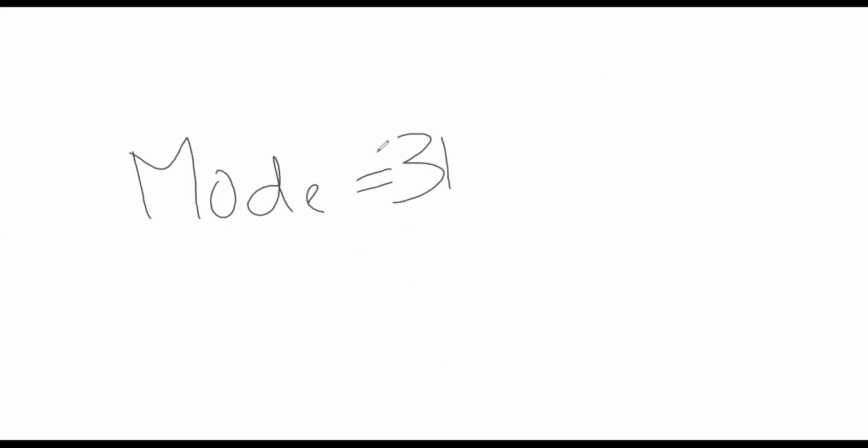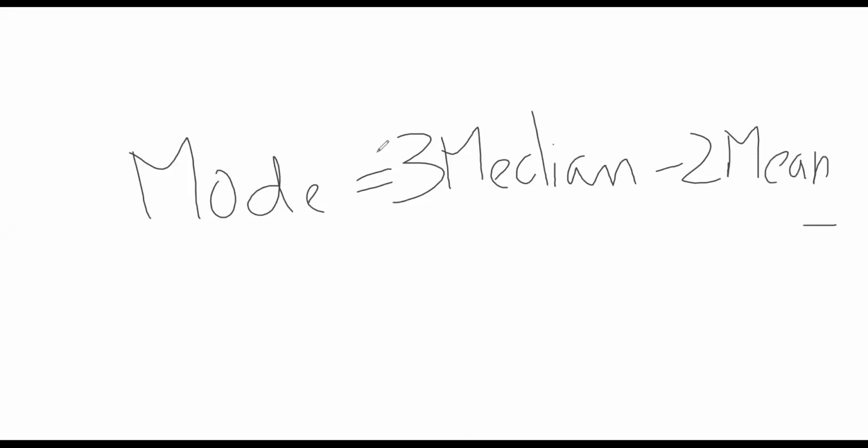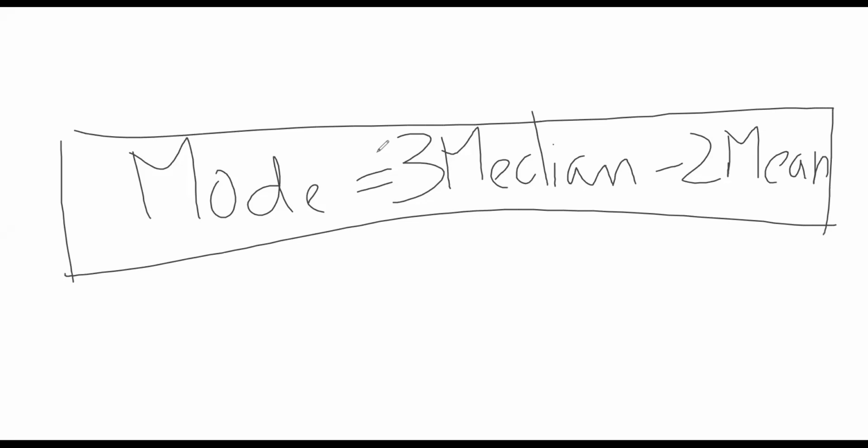Next, finally, variance is also dependent upon the mean, so it is also a parametric test. One more formula that we have left is that mode is equal to 3 median minus 2 mean.